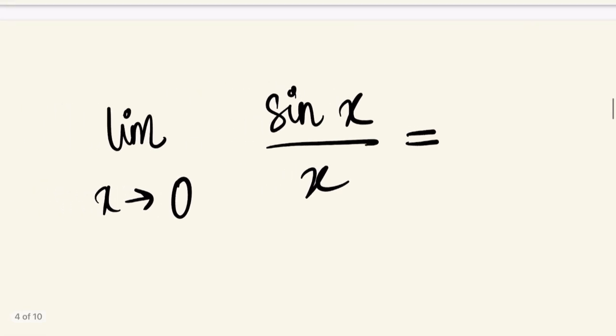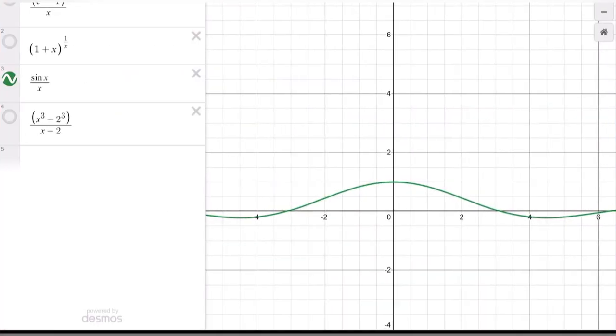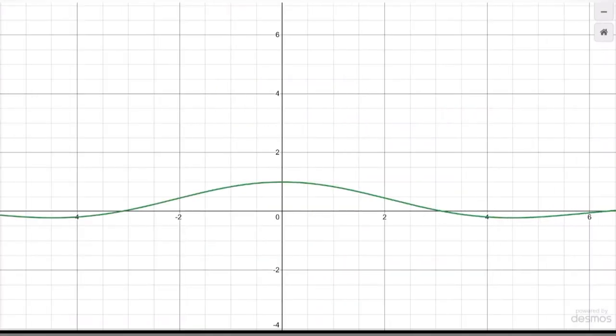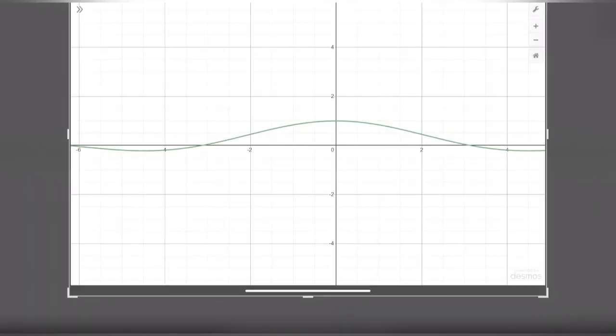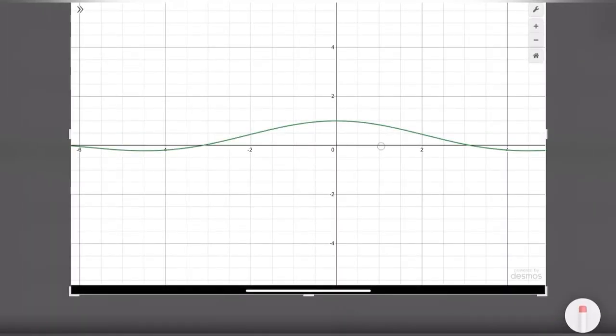For this, let us look at the graph of sin x by x. This is how sin x by x looks like. Let us try to see what happens when x is approaching 0 from the right hand side or the left hand side. As you can see, when x is approaching 0 from the right hand side, the function is approaching 1 over here. Similarly, when x is approaching 0 from the left hand side, the function again is approaching 1 over here. This is your sin x upon x function's graph.